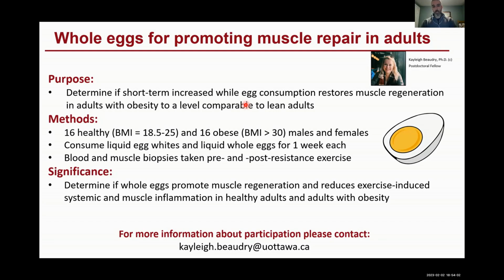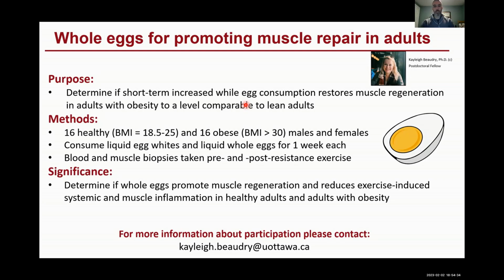We're looking at stem cells in the muscle to see how they're responding, if there's a difference between lean adults and adults with obesity. And we're also looking to see whether the whole eggs or the egg whites are having an impact on the response to exercise in those stem cell populations. We think that the yolks are having an important role in improving muscle repair and regeneration following exercise. And we think that there are some special, unique micronutrients in the yolks that are enhancing the response. So we're excited to figure that out.